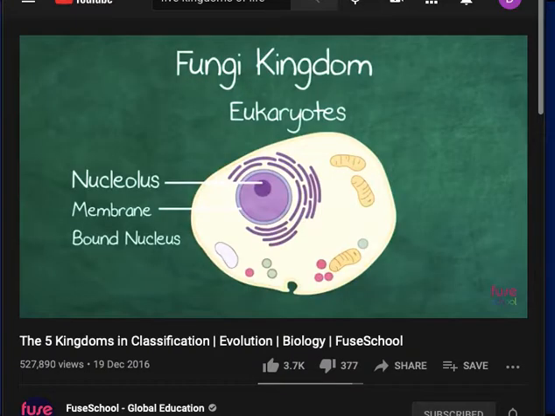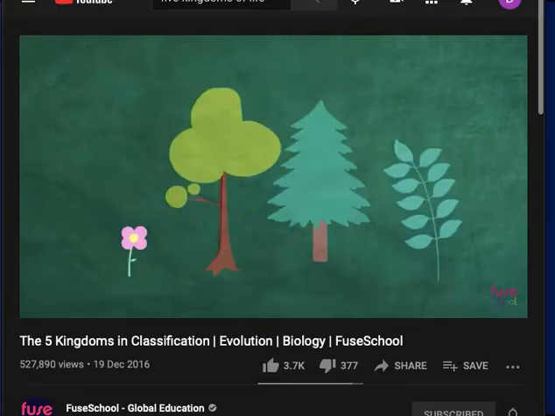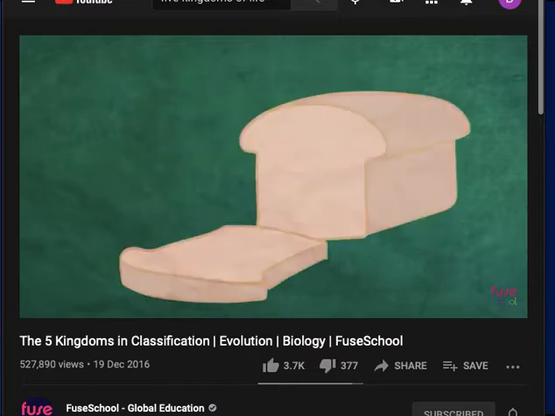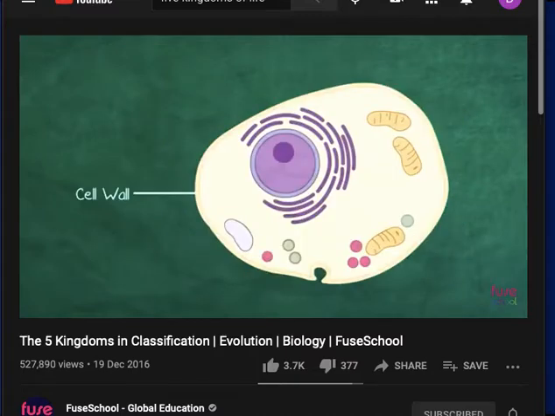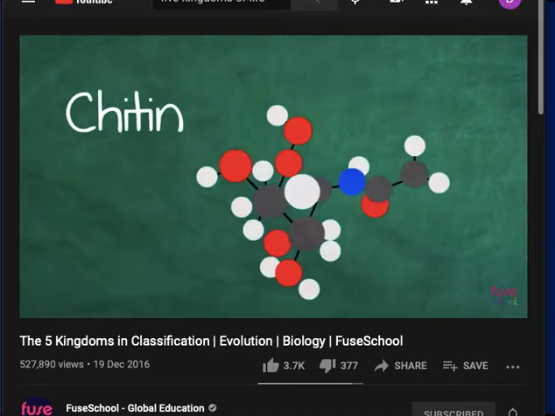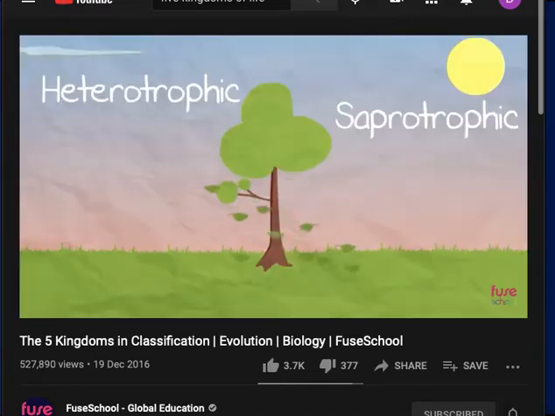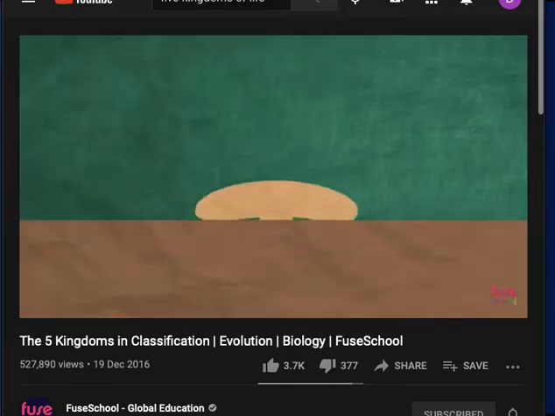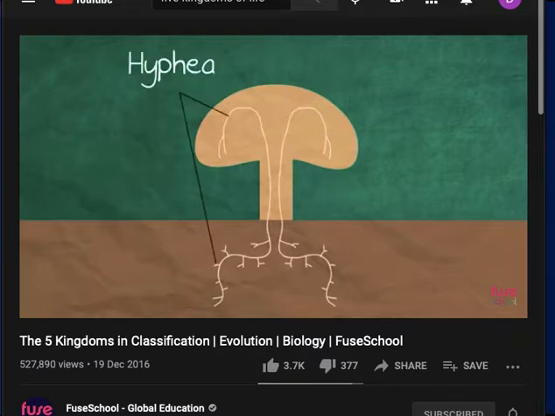The fungi kingdom are eukaryotes and can be multicellular like animals and plants, but could also be unicellular such as yeast. They have cell walls like plants, but have a substance called chitin rather than cellulose. They are heterotrophic and saprotrophic, meaning they decompose, so they break things down, or are parasitic. The body of a fungus is composed of a thin filament called hypha. They secrete enzymes, do external digestion, and then absorb the resulting nutrients.